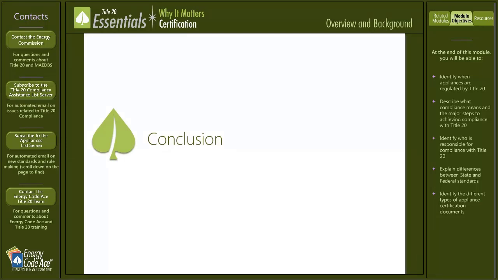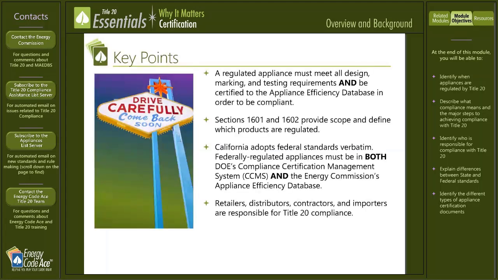Now that you've had an overview of federal and state codes and standards history, Title 20, and the Title 20 certification process, let's recap on a few key points to take away from this module. A regulated appliance must meet all relevant design, marking, and testing requirements and be certified to the Appliance Efficiency Database in order to be sold or offered for sale in California.